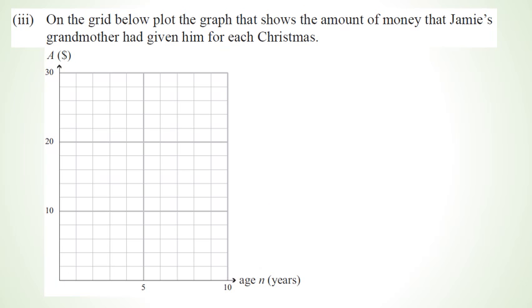On the grid below, plot the graph that shows the amount of money that Jamie's grandmother had given him for each Christmas. So if we go back and bring that, actually no, we don't need the table. I can kind of remember it. I think it was, you had n and A, you had 1, 2, 3, and then here you had 7, 9, and 11. So when n is 1, we've got 7, 9, 11, and obviously you can just keep it going if you want.